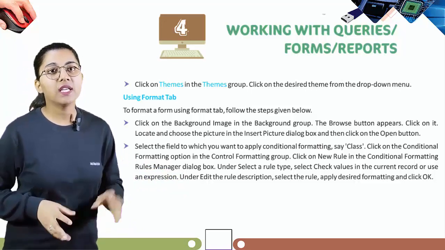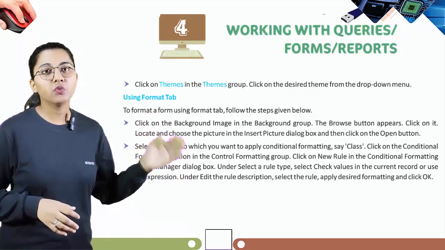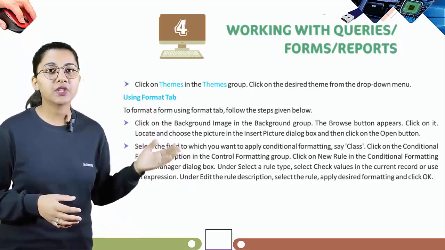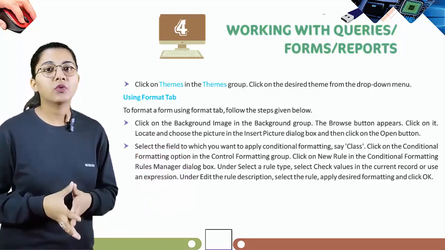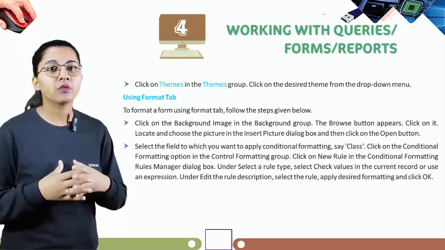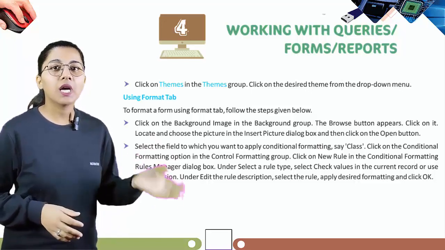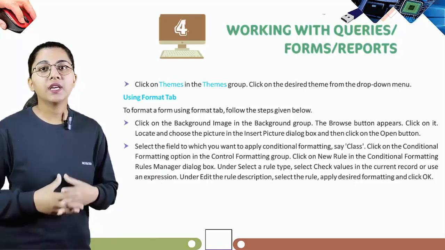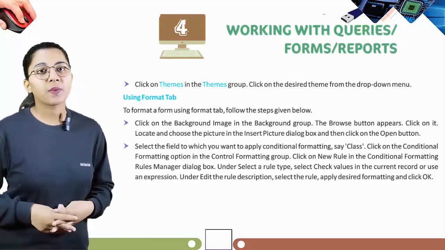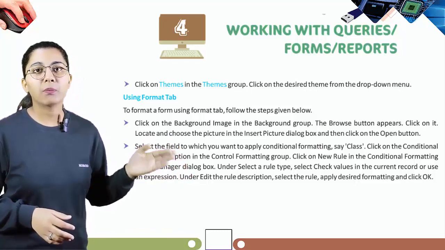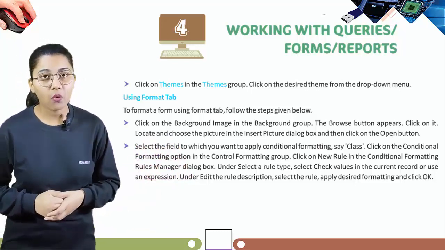Now next we have select the field to which you want to apply conditional formatting, say class. Click on the conditional formatting option in the control formatting group. Click on new rule in the conditional formatting rule manager dialog box. Under select a rule type, select check value in the current record or use an expression. Under edit the rule description, select the rule, apply desired formatting and click OK.